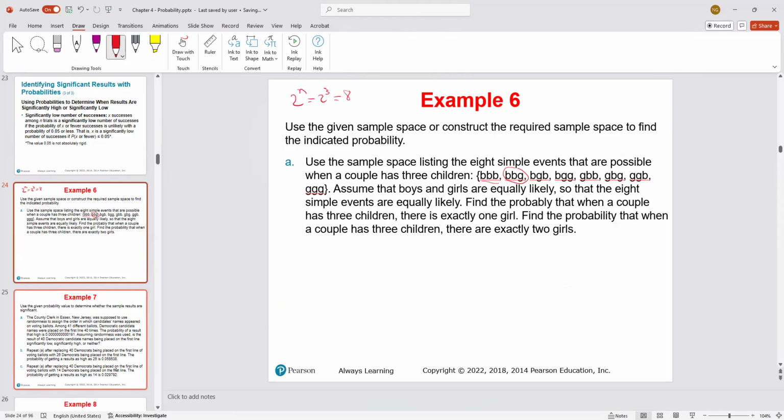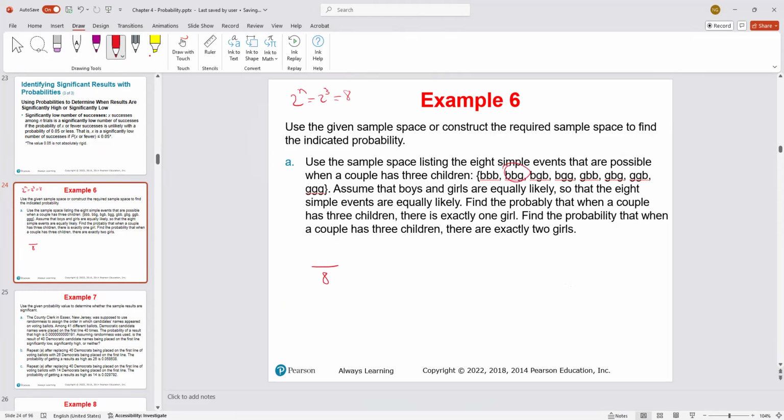So it all depends. Now, assume that boys and girls are equally likely, so that the 8 simple events are equally likely. Find the probability that when a couple has 3 children, there is exactly 1 girl. We know the total is 8 possible outcomes. But what is the probability you have exactly 1 girl? Look everywhere you see 1 girl in that sample space. Where do you see only 1 girl?